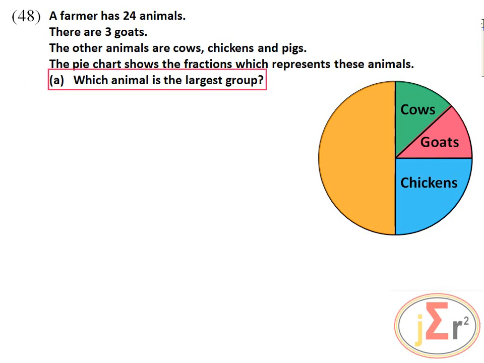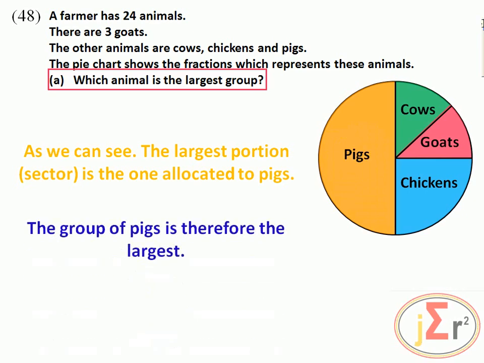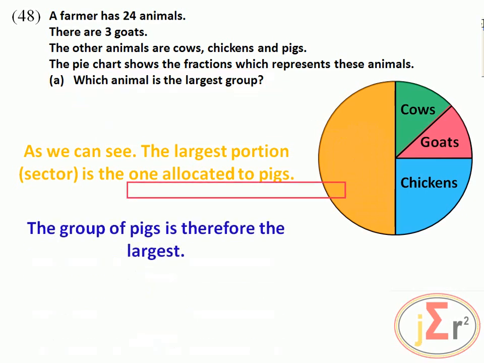Jerry, you can see the pie chart. Which one of those divisions is the largest? It is the biggest one of all of the 4 of them. Pigs. Pigs is the largest. As we can see, the largest portion, sector, is the one allocated to the pigs. That's the one that is the largest. The group of pigs is therefore the largest group. Pigs represent the largest group.